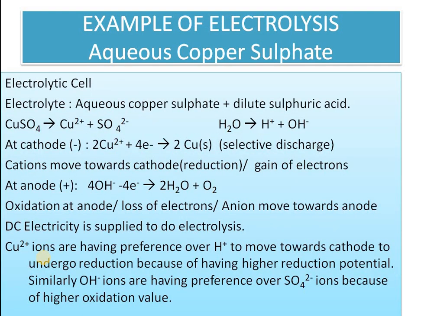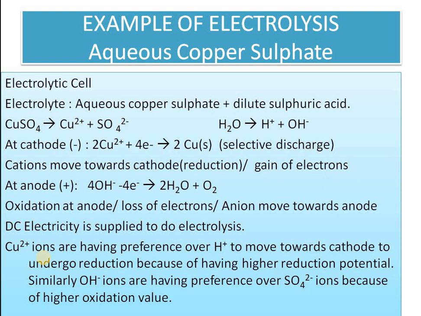Next is an example. Let us understand these basics with one example. We are doing copper sulfate electrolysis in aqueous medium. An electrolytic cell is taken. The electrolyte is aqueous copper sulfate with dilute sulfuric acid to improve the ionization of copper sulfate, and water is also ionized to give H+ and OH-. Now in this problem we have two types of cations, Cu2+ and H+, which will move towards the cathode. That will be decided by selective discharge.